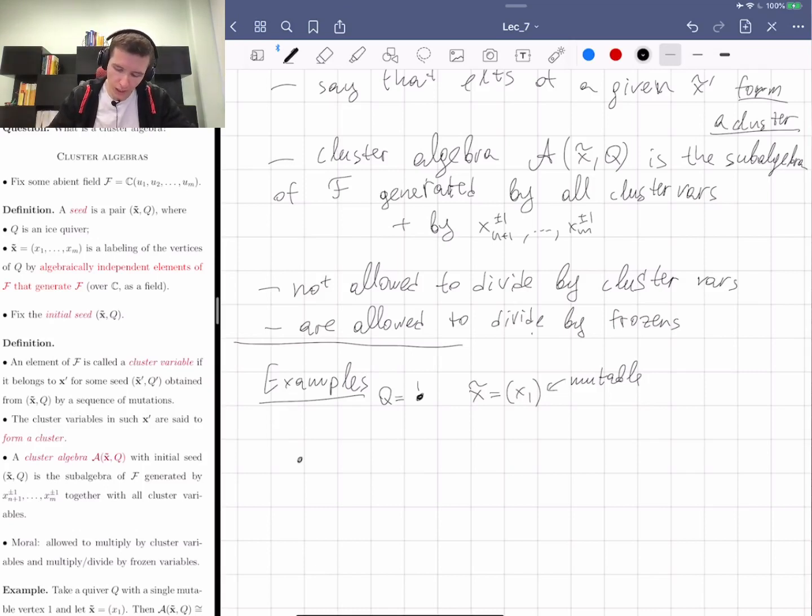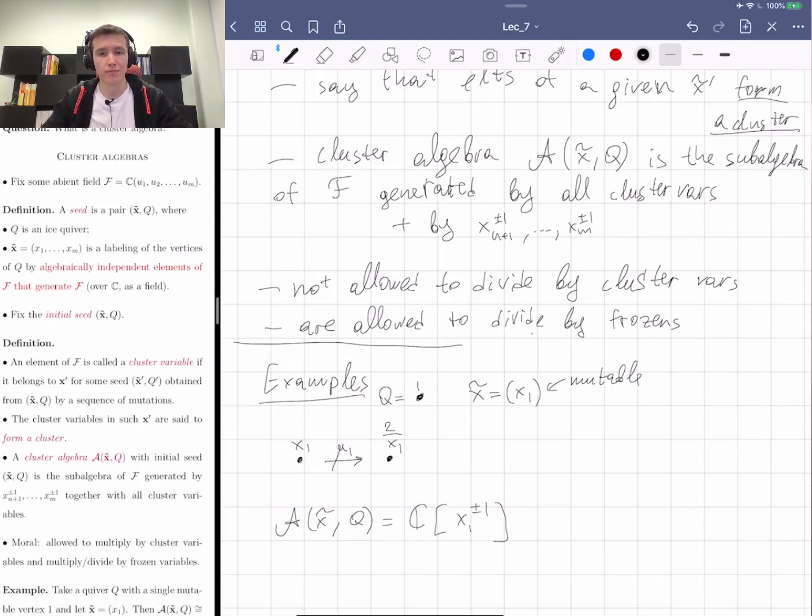So what happens if I take my quiver with one vertex, and I mutate at a single vertex, what do I get? Yeah, thank you, that's correct. So the cluster algebra is just the ring of Laurent polynomials in one variable, right? Because when I mutate, the quiver stays the same, but instead of x1, I get something like 2 over x1, right? But since I'm allowed to multiply by complex numbers, I can get rid of the 2, so I'm allowed to look at polynomials in x1 and x1 inverse, and that's exactly the Laurent polynomial ring.